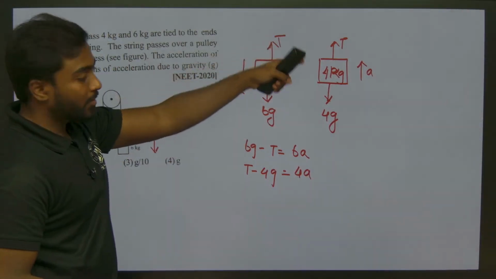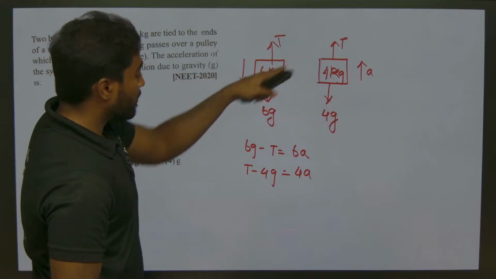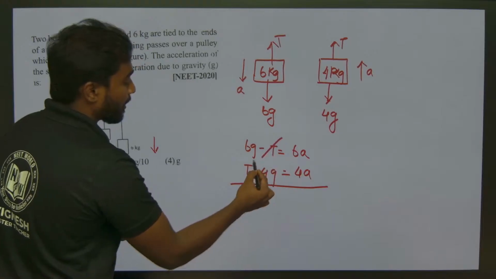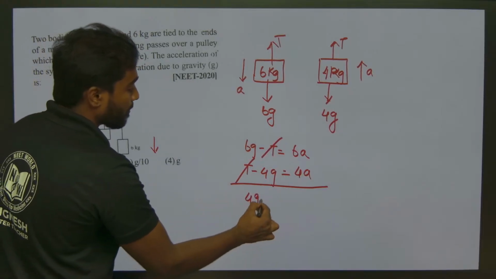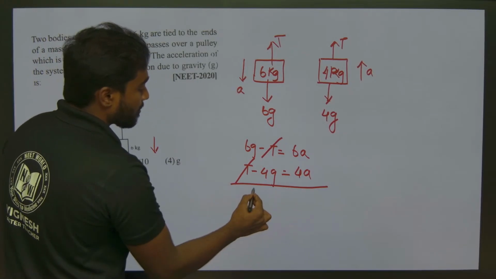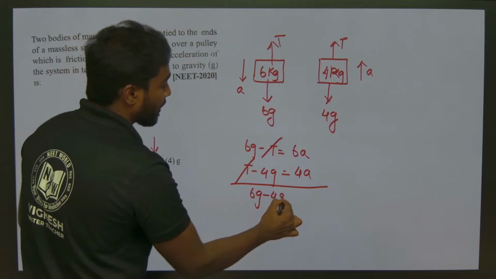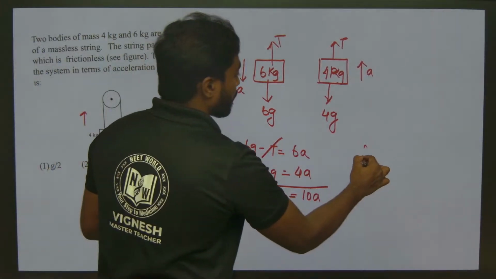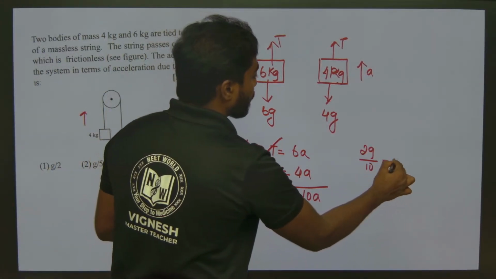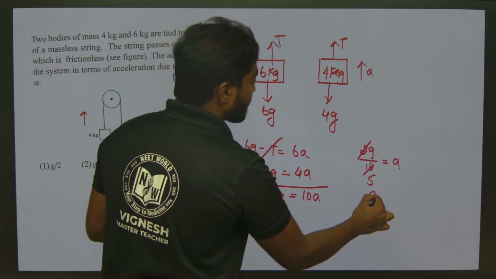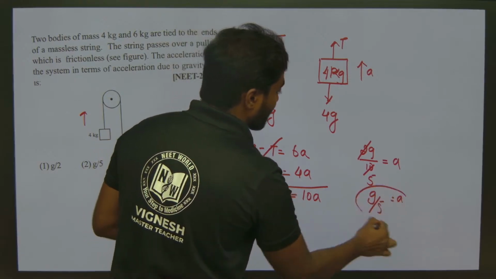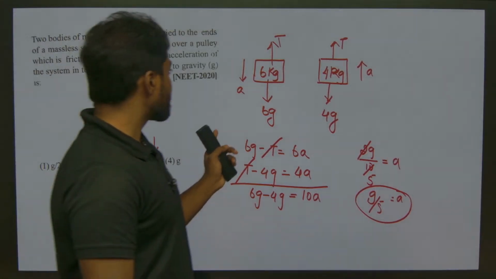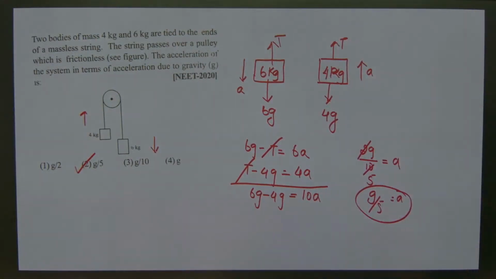That's it. So when I add the two equations, T and T will get cancelled. 6g minus 4g equals 10a. So what happens here? 2g by 10 is equal to a, and one-fifth, so g by 5 is the acceleration. So what is the answer? Option 2. So this is a NEET 2020 question.